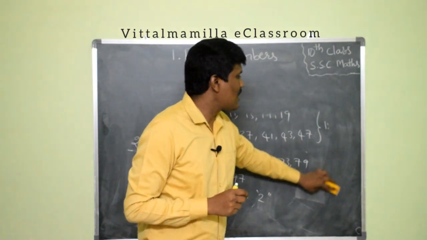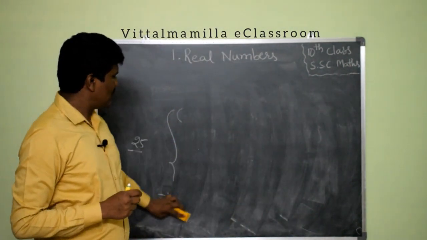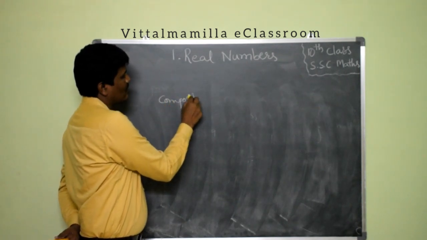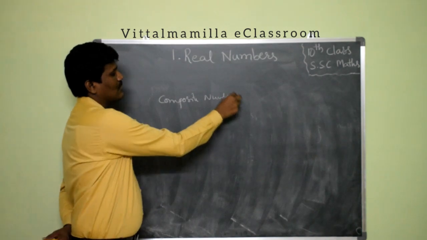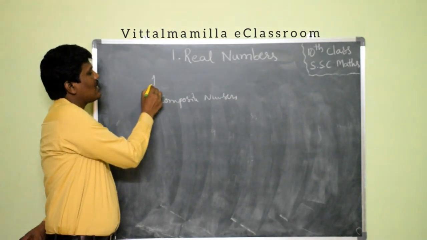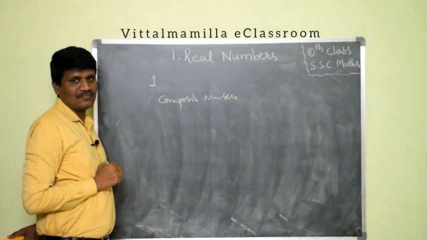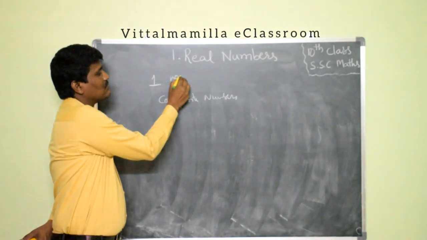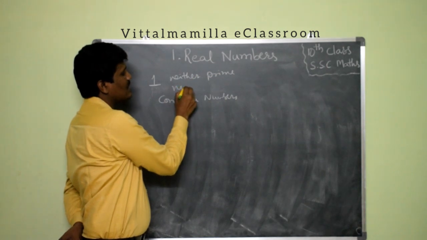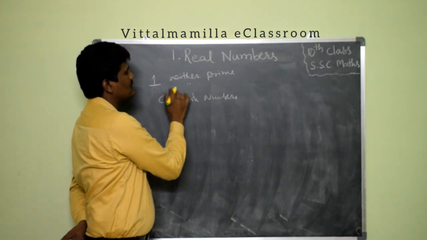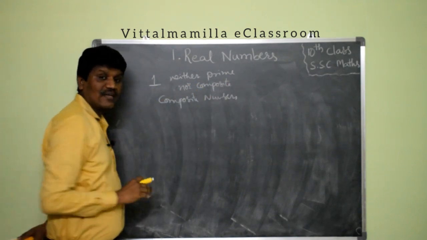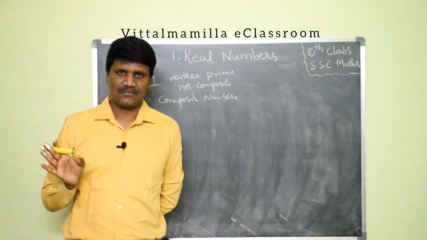And next one is composite numbers. What is a composite number? Before composite numbers, we should learn about 1: whether 1 is a prime number or a composite number. 1 is neither prime nor composite. So this is also an important one. 1 is neither prime nor composite.